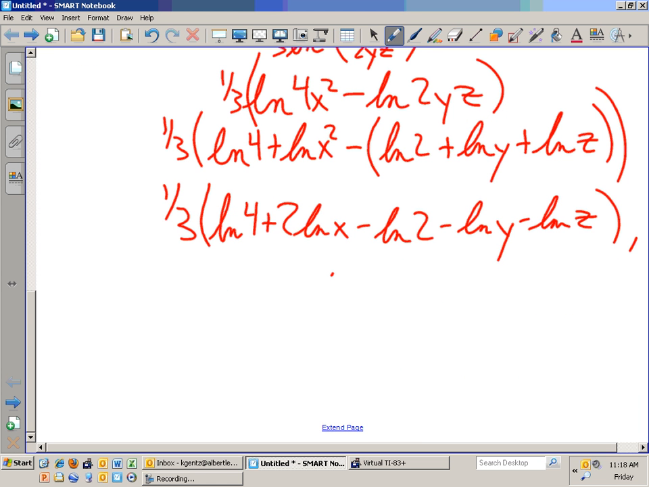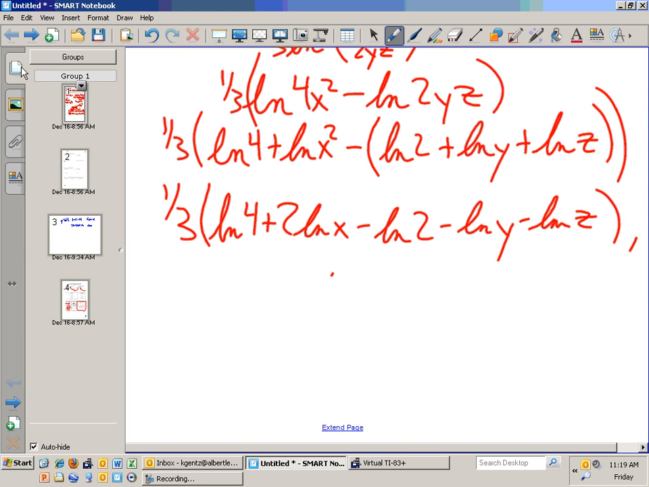Natural log of 4 minus natural log of 2 is not natural log of 2. I'm sorry, I said natural log of 4 minus natural log of 2 by definition is natural log of 4 divided by 2, which is 2. But we're not going to go that far. We'll get to that type of problem here in a second.